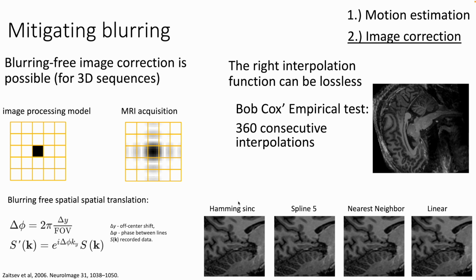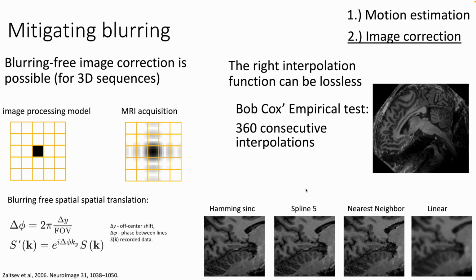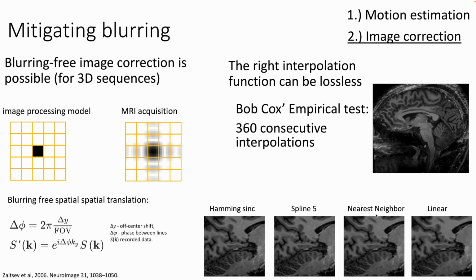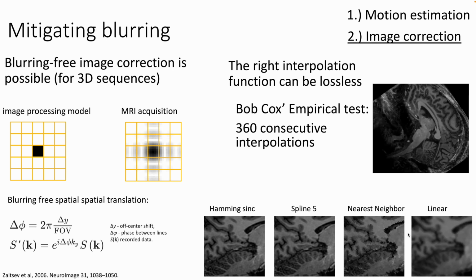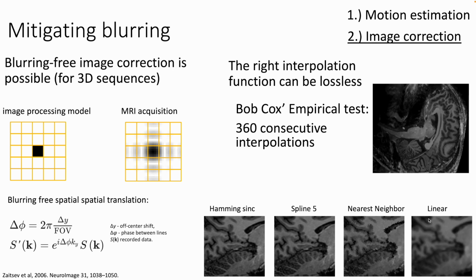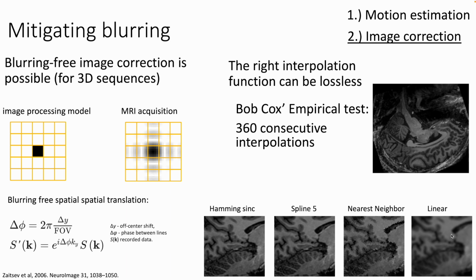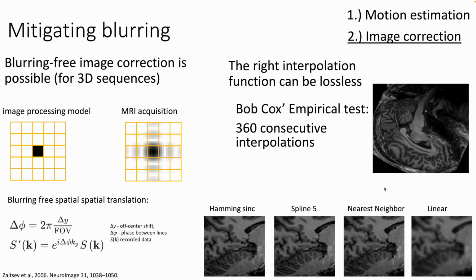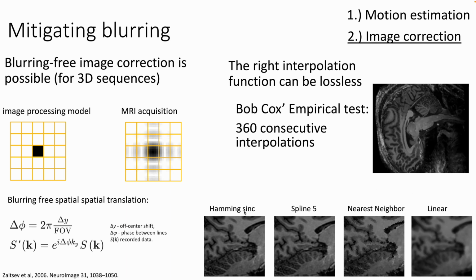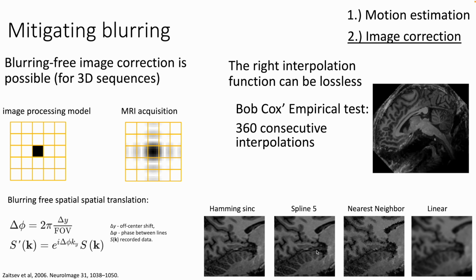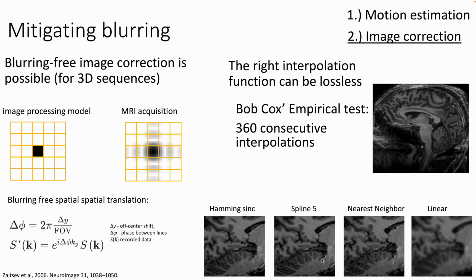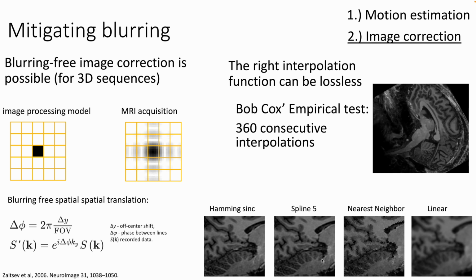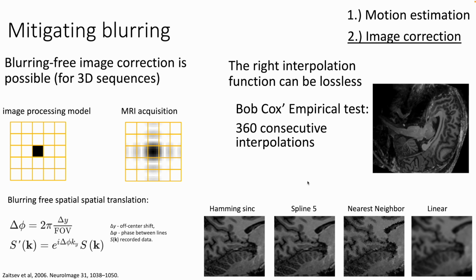You can see here for different interpolation functions that it really matters. For example, doing a nearest neighbor interpolation, you get these kind of weird sharp edges where they shouldn't be. For a linear interpolation, you have this accumulation of signal leakage. But if you use a Hamming filtered sinc or a spline 5, you can already see that the interpolation step, even though you have many of them, doesn't really affect the data quality.